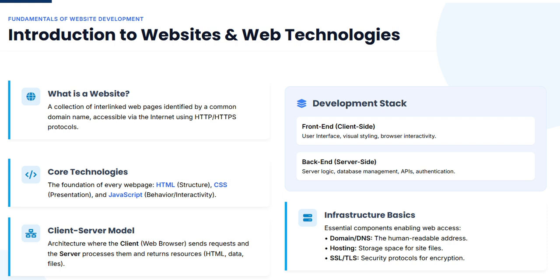We are going to discuss websites and web technologies. Now, a website is nothing but a collection of web pages, and all these web pages which make one website are identified by one common domain name.